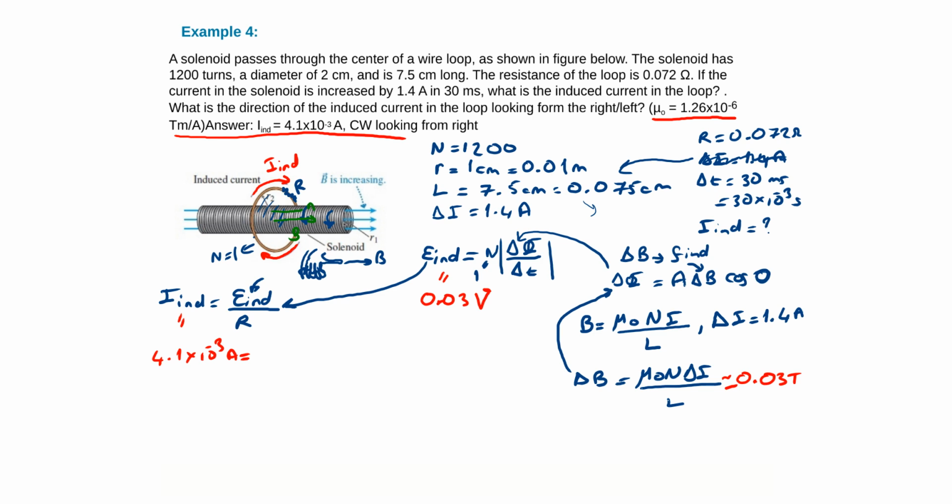There's a mistake here, I think. 4.1 times 10 to 2, which should be 10 to minus 2, yeah. 10 to minus 2, let me correct that. 10 to minus 2, and it should be multiplied by 1,000, 10 to 3, should be about 41 milliamperes. Alright, this is getting long already. I'm gonna move quickly here.